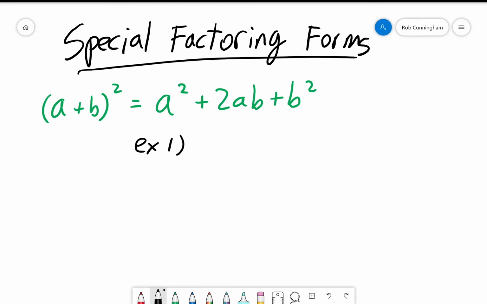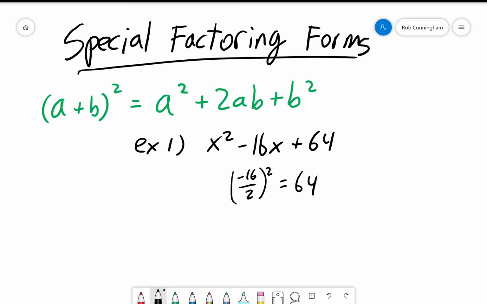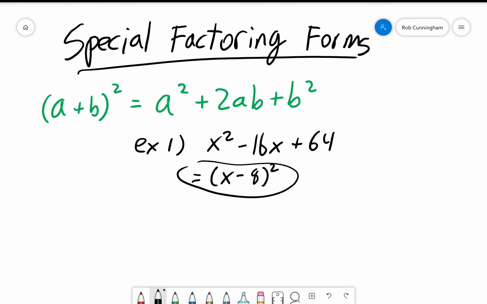So here's an example. x squared minus 16x plus 64. So again, we could go about all the hassle of trying to figure out two numbers that multiply to make 64 and add to make negative 16, or we could recognize that negative 16 divided by 2 and then squared is indeed 64. Negative 16 divided by 2 is negative 8, then squared is 64. We have a perfect square here. We don't have to do any more math. That's all there is to it.